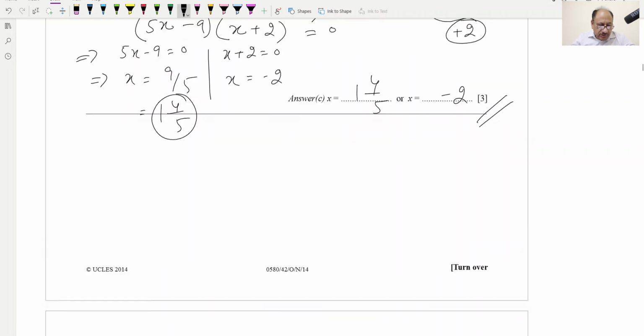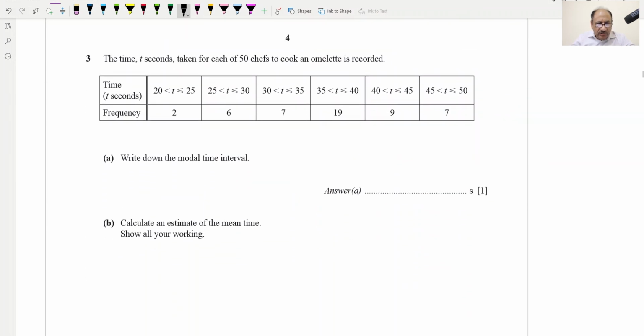Hopefully you understood each and everything. Now we can move to question number 3. Question number 3 says the time t seconds taken for each of 50 chefs to cook an omelette is recorded. A part, write down the modal time interval. The modal time interval is where the maximum frequency is, so this will be your modal class. So we can provide over here 35 is less than t is less than or equal to 40. This will be the modal class. You'll just have to mention it, this is 1 mark.